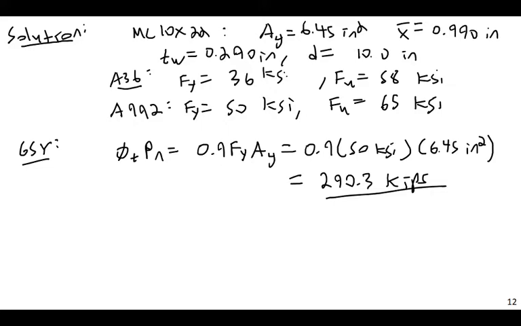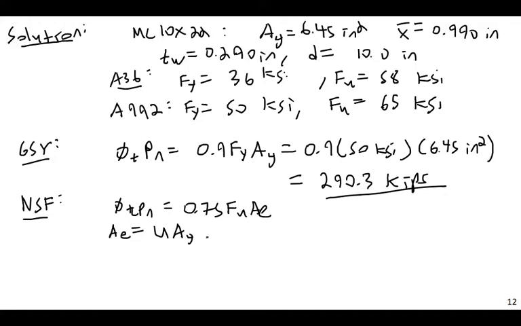Then I want to look at net section fracture. So net section fracture. And here, phi T Pn would be equal to 0.75 times Fu times the effective area, AE. And the effective area is just going to be equal to U times the gross area, because there are no holes here. So this should be a review from our tension member design earlier in the semester.